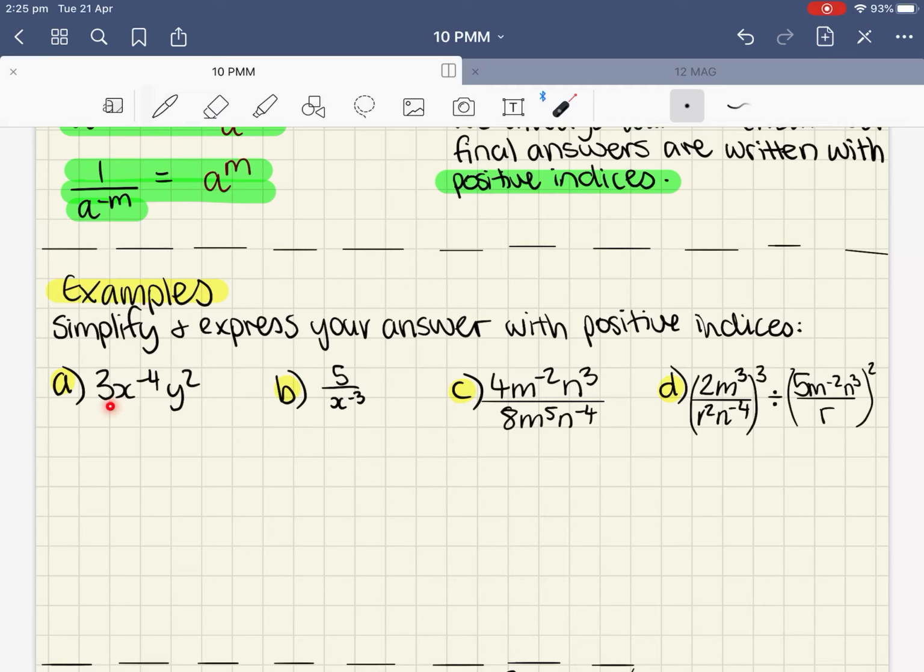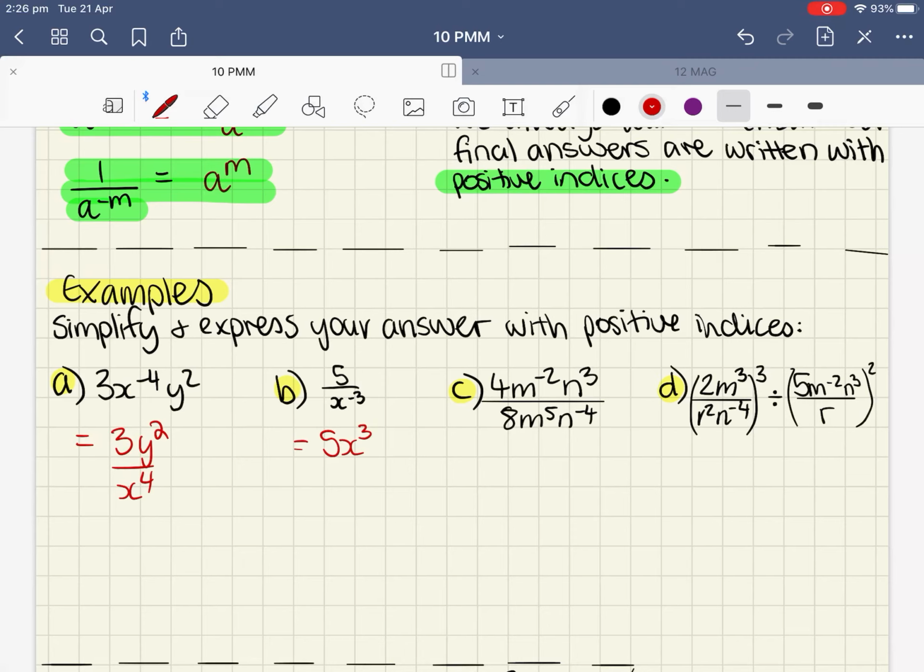The first thing I notice about A is that I have no common bases, so I can't simplify anything other than simplifying that negative 4. So I keep everything that's positive, or with a positive index on top, and I'm simply going to move that x to the power of negative 4 as x to the positive 4 on the denominator. And that's it. That's my answer. If I was to consider now this negative index on the denominator over here, just like in our law above, we're just going to bring that up to the numerator and make the index positive. In other words, this is going to equal 5x cubed.